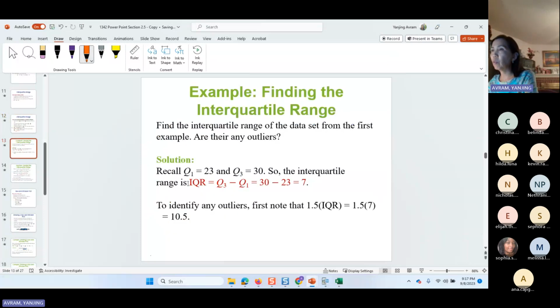Okay, so remember, if we have Q1 is 23, Q3 is 30, right? Our IQR will be 30 minus 23, which is 7. And then 1.5 times IQR is 10.5. Okay, so I use Q1 minus 1.5 IQR. So that means I'm using 23 minus 10.5, and that will give you 12.5.